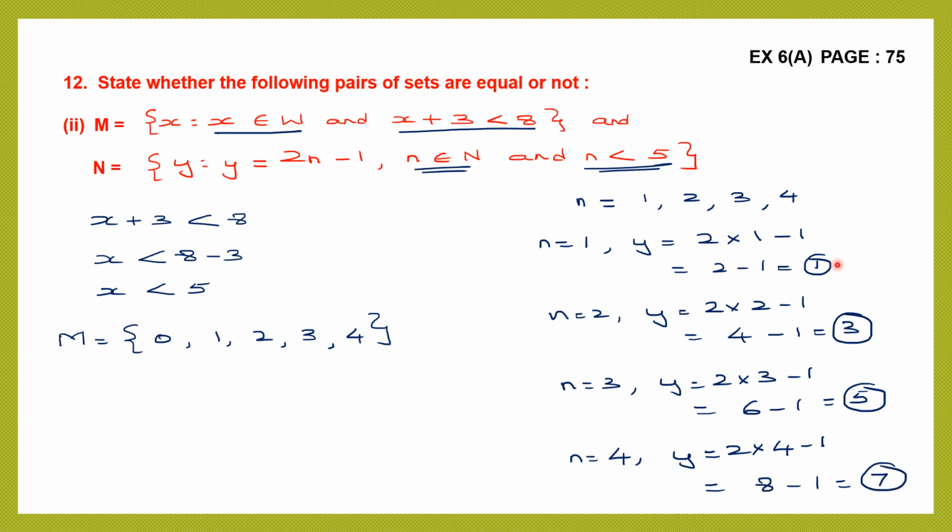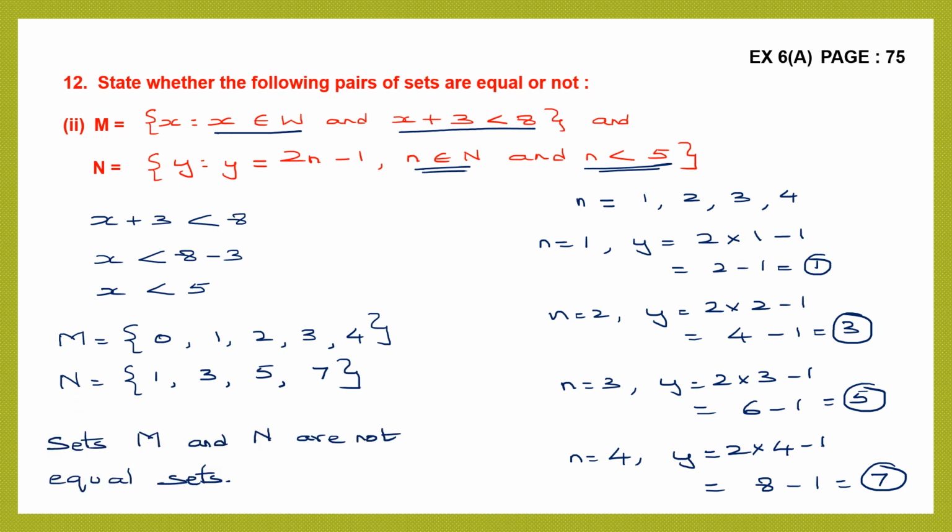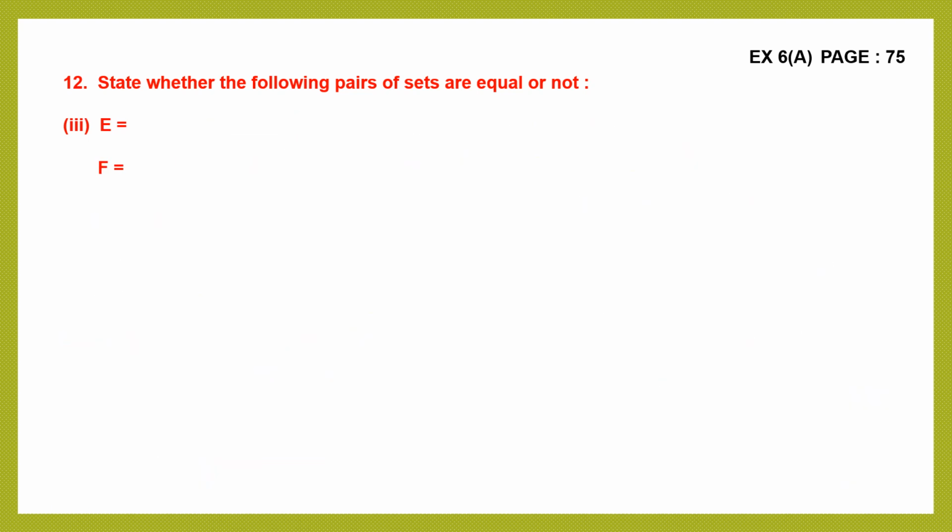So these are the elements of set N. Let's write it down here. Set N will be, the elements are 1, what I've circled there, 1, 3, 5 and 7. As you can see, the elements are different. We should have the same elements, only then we can call them equal sets. So here we cannot call them equal sets. So sets M and N are not equal sets. We can write out our answer like this, saying sets M and N are not equal sets.